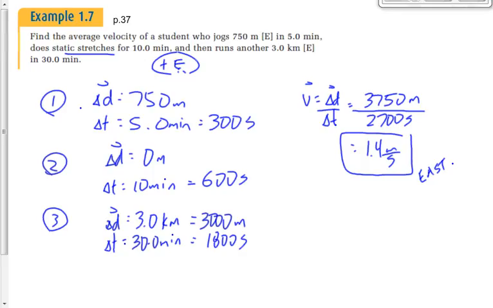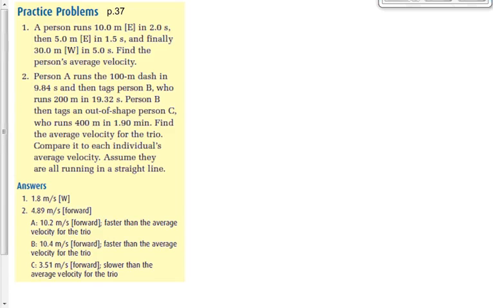All right, I'd like you to take a look at those 2 questions on page 37 for the next few minutes. Give you 10 minutes or so to work on those, and then we'll take a look at what we need to take a look at when you're finished.